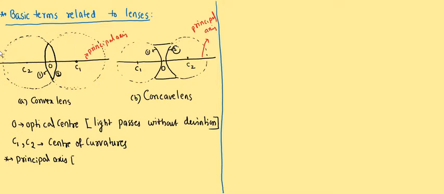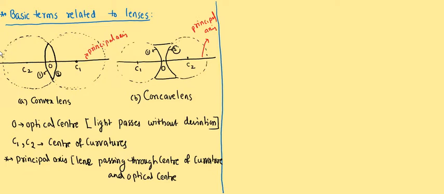It is the line passing through the center of curvature and optical center. That is called the principal axis.